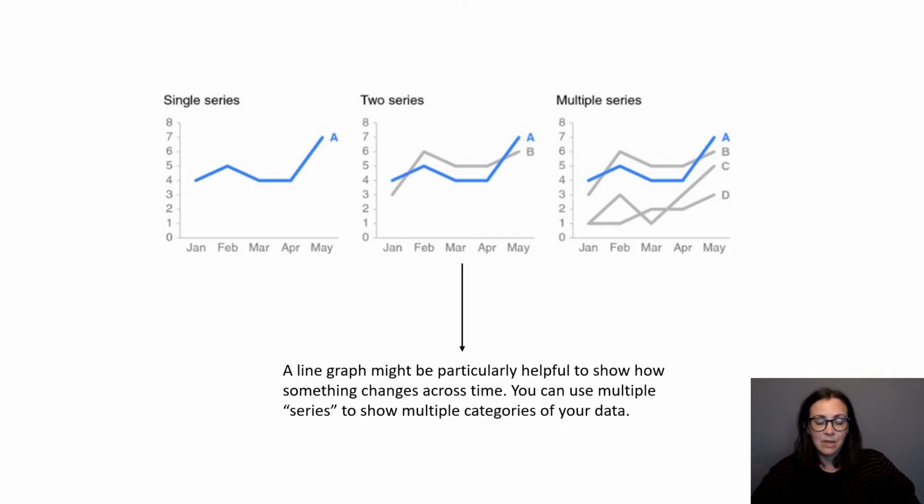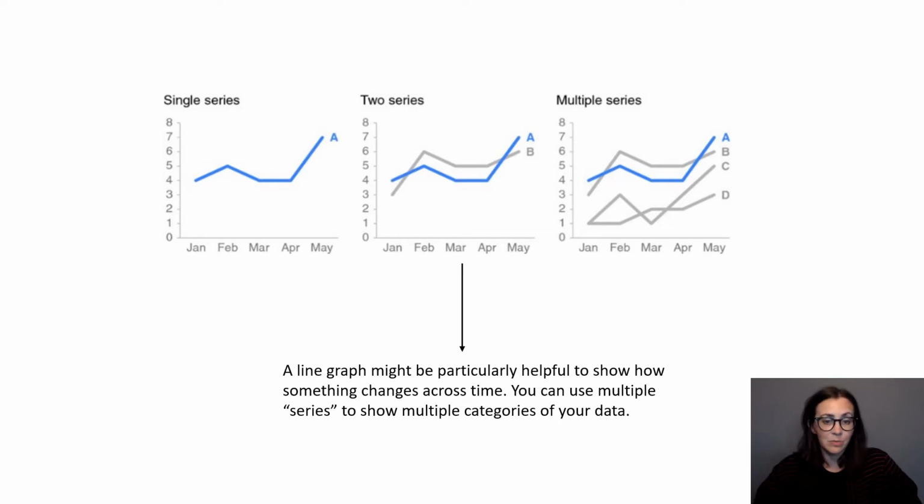So this is showing some quantity as it changes from January to May, right? And where the line is shows how high that observation was in that month. So in January, whatever this was measuring was at a 4, and then in February it was up to 5, and you just connect the dots in a line and you can see trends over time.